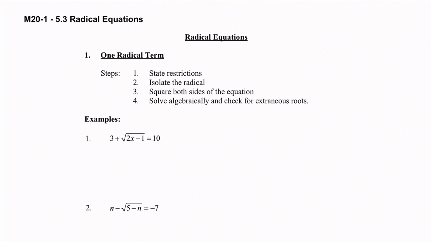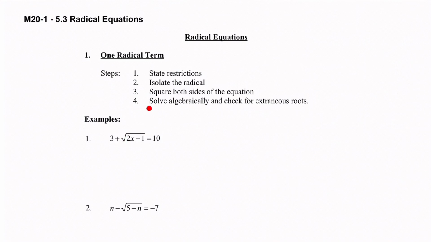Step two, you're going to isolate the radical. Isolate just means get it by itself, so get this by itself. Step three, you'll square both sides of the equation. It's got to be both sides of the equation so that the equation still remains equal. And what that squaring does is it's going to get rid of the square root.